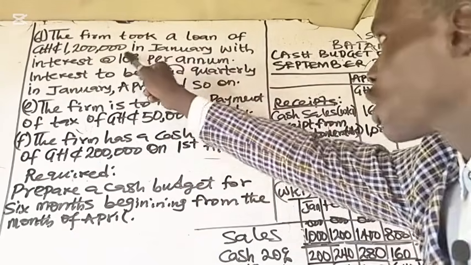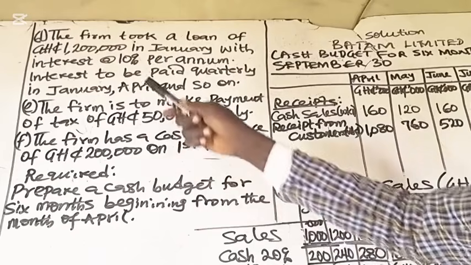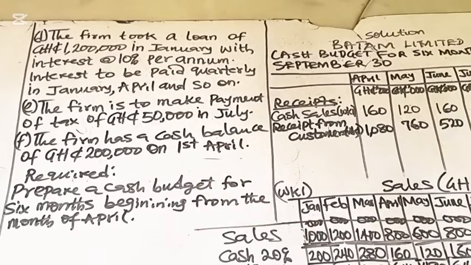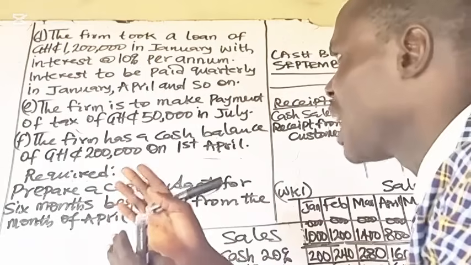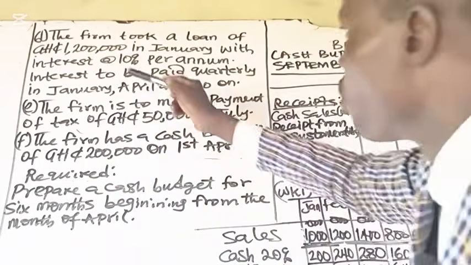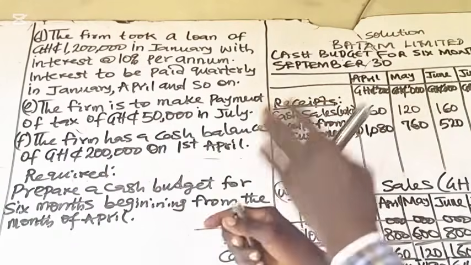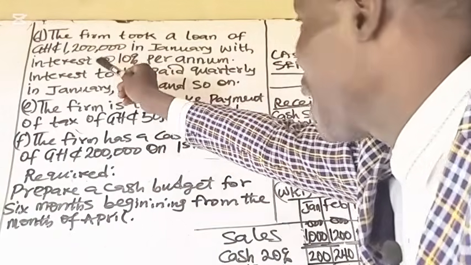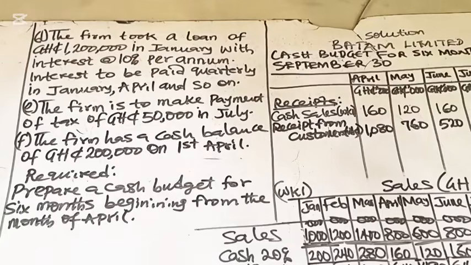This loan was taken in the month of January. Remember, our budget period starts from the month of April. Since the loan was taken in the month of January, the receipt of the loan would have been made in the month of January. So if January had been part of our budgeted period, it would have been included as a receipt. But since January is not part of our budgeted period, that means the receipt of that loan will not need to be included in our cash budget.